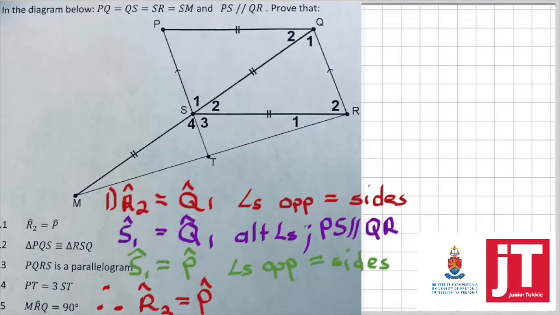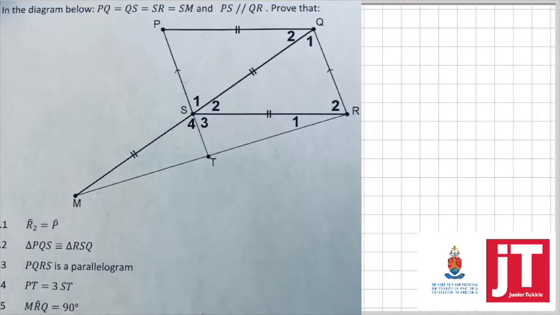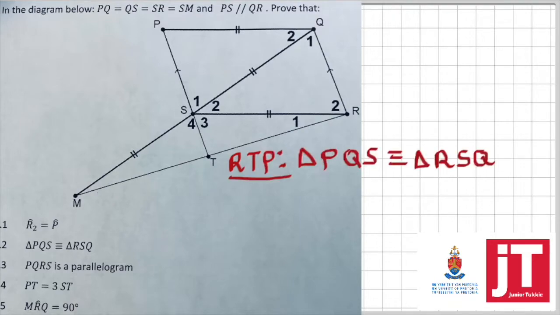We move on to the next question. In our next question, we are required to prove that triangle PQS is congruent to triangle RSQ. So this is your RSQ. We want to prove that it's congruent to the triangle PQS, which is that triangle over there. Now, how do we prove that those two triangles are equal? We might as well make use of the information that we proved in question number 1.